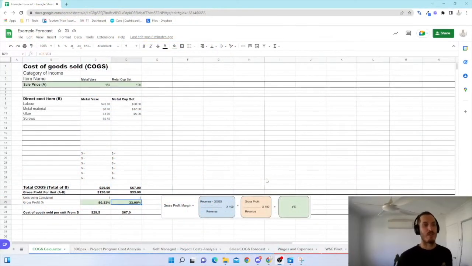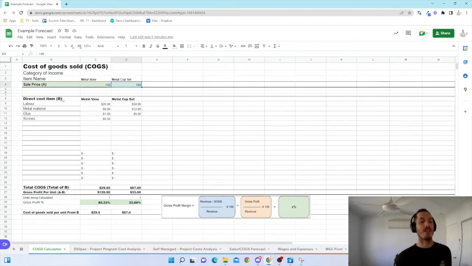As you can see on my screen, we have the cost of goods calculator. So step one is generating your revenue price. In this example, I'm using two fictional products. We've got a metal vase and a metal cup set. My first input will be $150 for the metal vase, so I'll type that in, and $100 for the metal cup set.